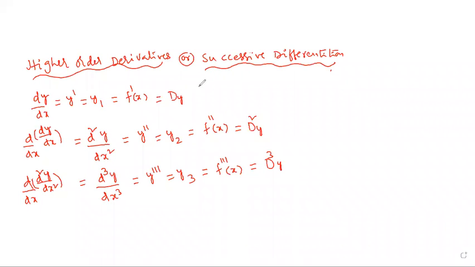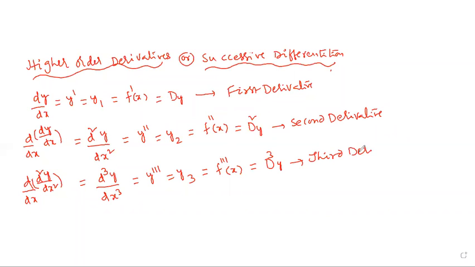This is the first derivative symbol, this is the second derivative symbol, and this is the third derivative symbol. First derivative symbol, second, third. Nth derivative means d power n y by dx power n we can represent.